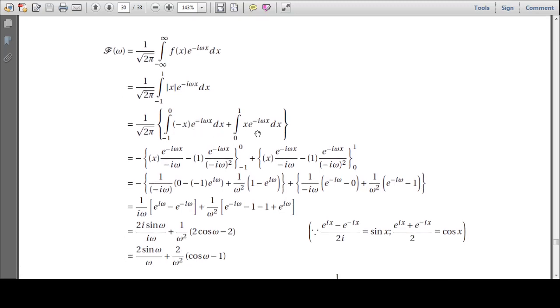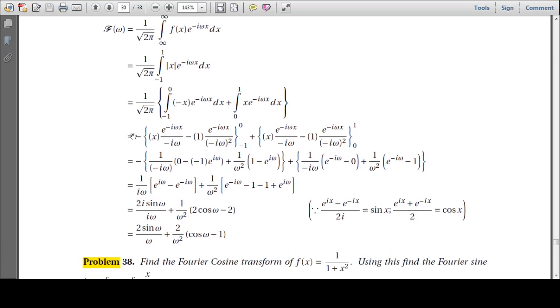Now we can integrate this function. The modulus is eliminated from the scene. Now we just apply integration by parts. So 1 by root of 2 pi is a constant. We have to keep it here, 1 by root of 2 pi. We expand this inner expression.